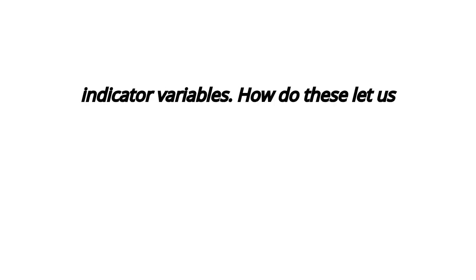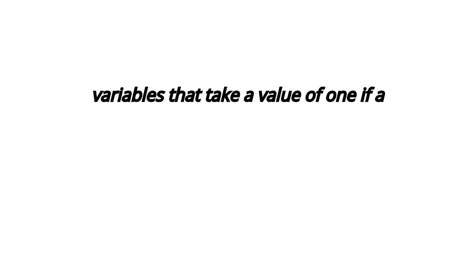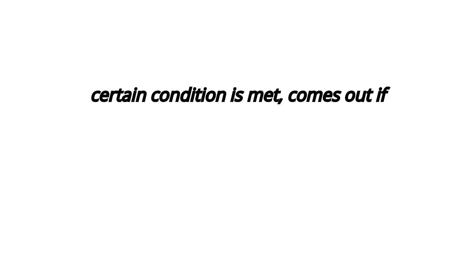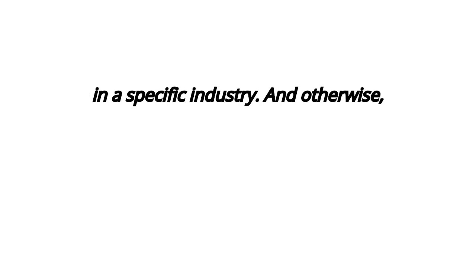Theory might also guide the choice. Finally, in regression, we have indicator variables. How do these let us include qualitative info, like did a policy change happen? Indicator variables, also called dummy variables, are brilliant for this. They are binary variables that take a value of 1 if a certain condition is met, for example, the policy was in effect, the company is in a specific industry, and 0 otherwise. And we just put them in the regression as an X.